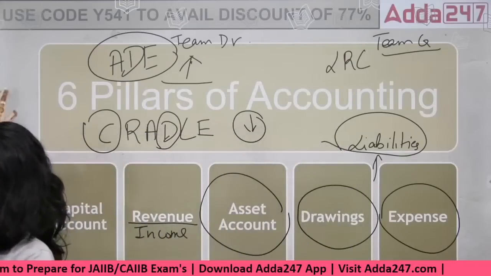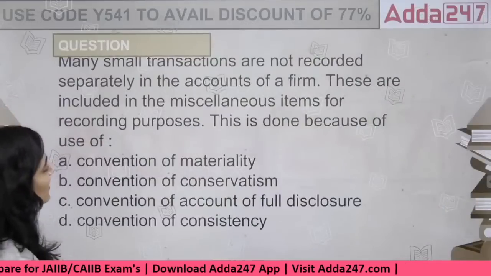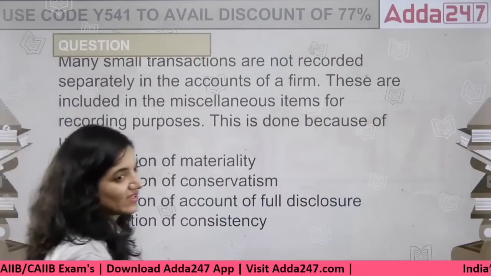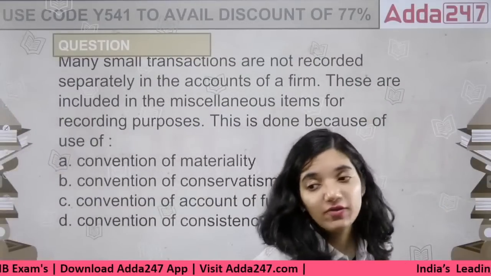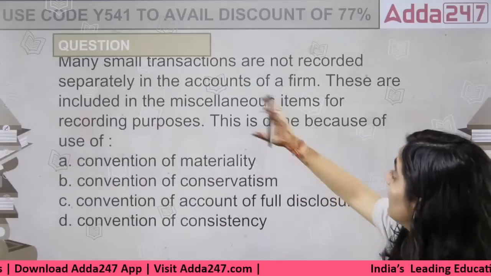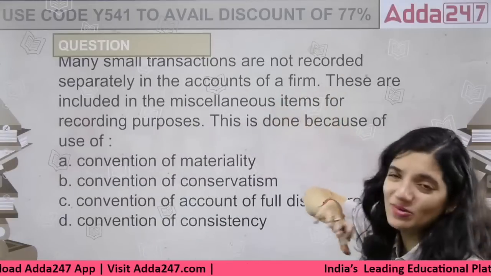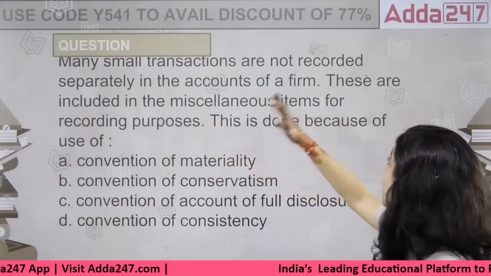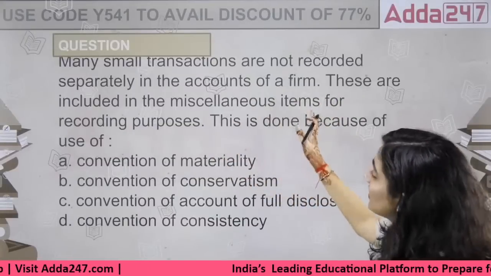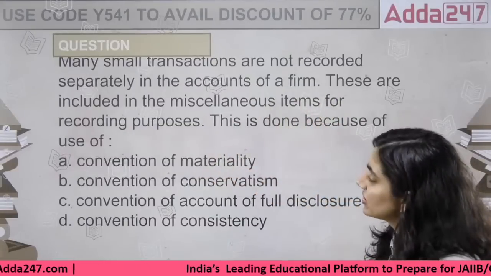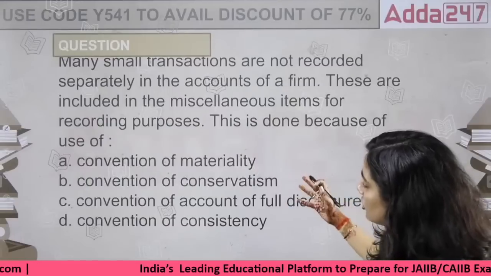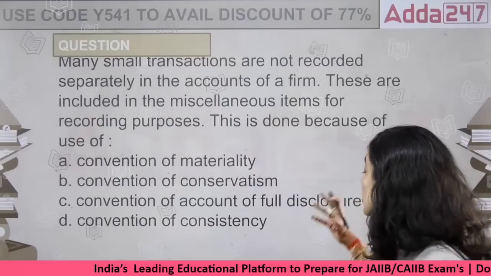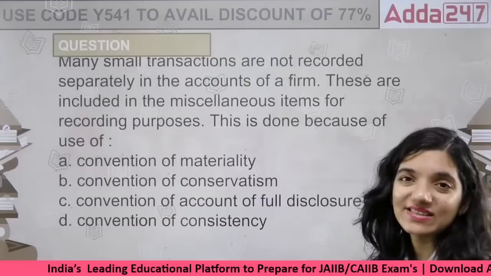Now, moving on. With the 6 pillars of accounting done, let's move on to the next question based upon the concepts of accounting. The question says many small transactions are not recorded separately. We do not go ahead and record them separately. These are included in the miscellaneous items. This is done because of the convention of materiality, convention of conservatism, convention of full disclosure, or convention of consistency.